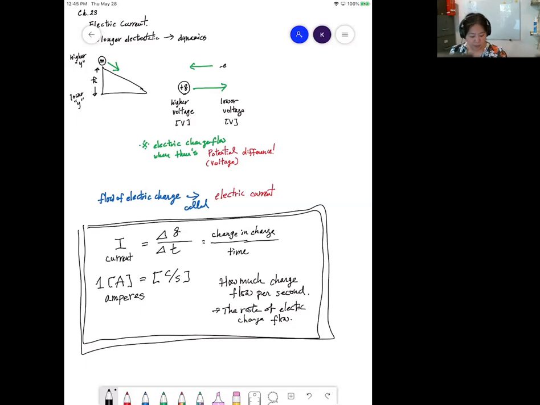And I'm just going to tell you about the batteries too. So the batteries, or any voltage source that you have, like a wall outlet, or these batteries, right? This acts like a pump, a water pump or an electric pump.